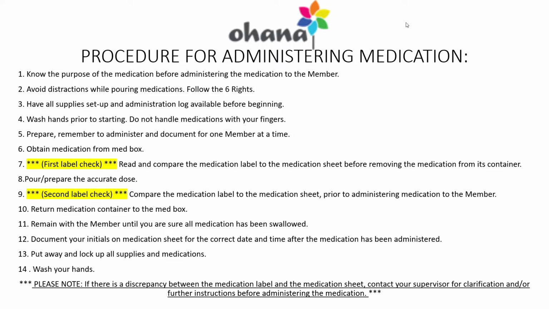So once you've given the medications and you've signed for them, you need to put away and lock up all the supplies and medications that you gave. Wash your hands, and then you're good to go. Also, it's important to remember if there's a discrepancy between the medication bottle, so let's say the bottle says 1 pill, and the sheet, let's say the sheet says 2 pills, you need to call your manager for clarification.